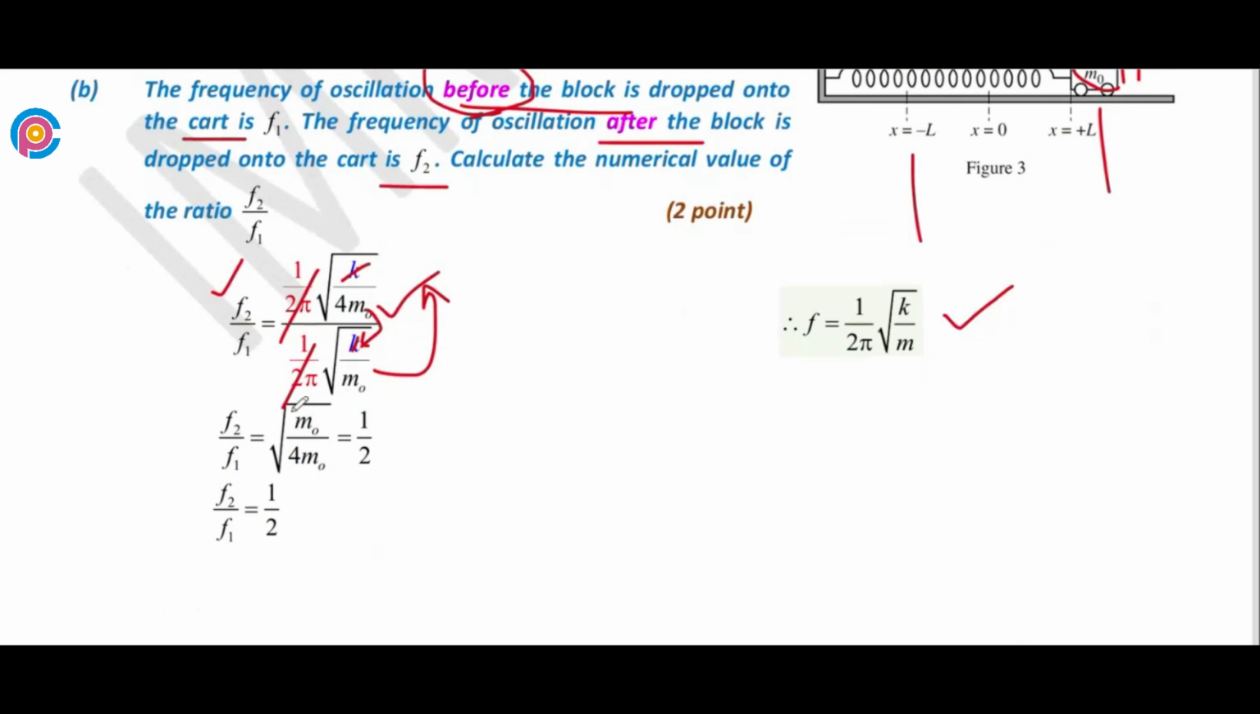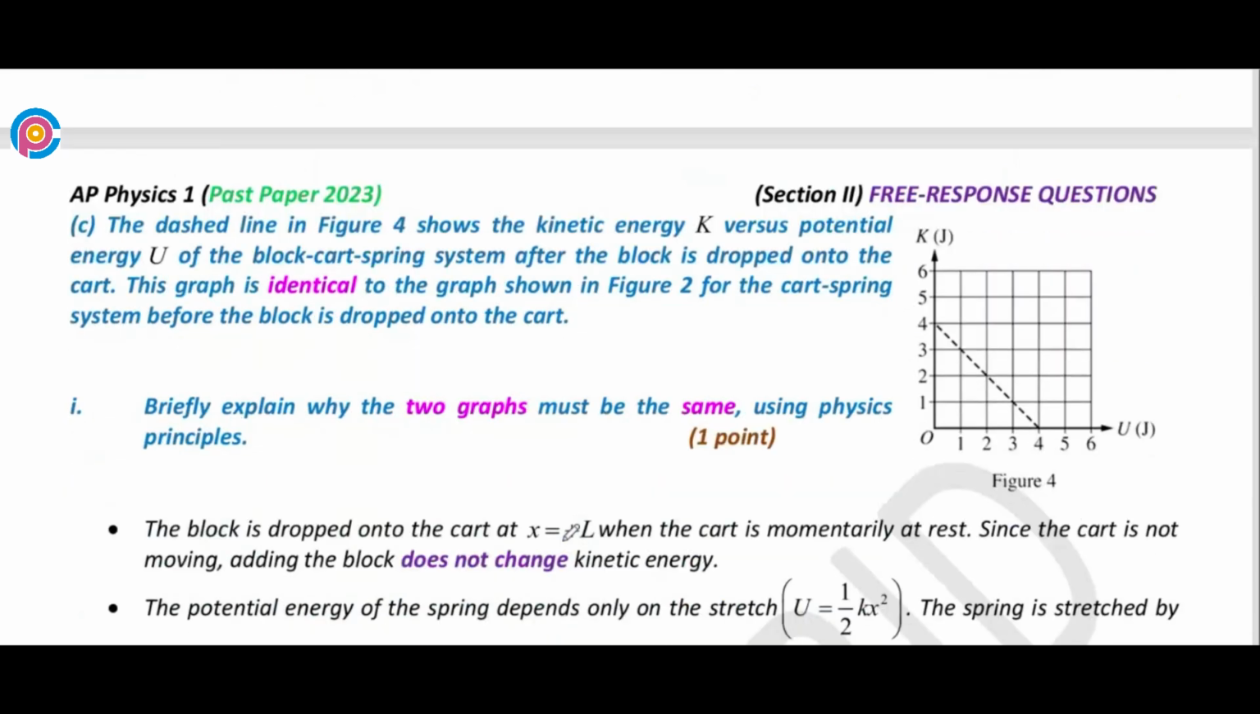Okay. Now m naught is cancelled, and the square root of 1 over 4 is equal to 1 by 2. So the ratio is 1 by 2. Now the next part of the question.